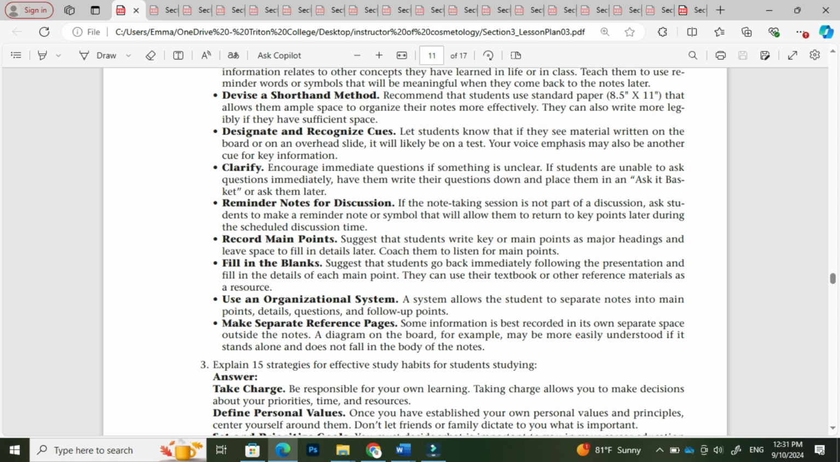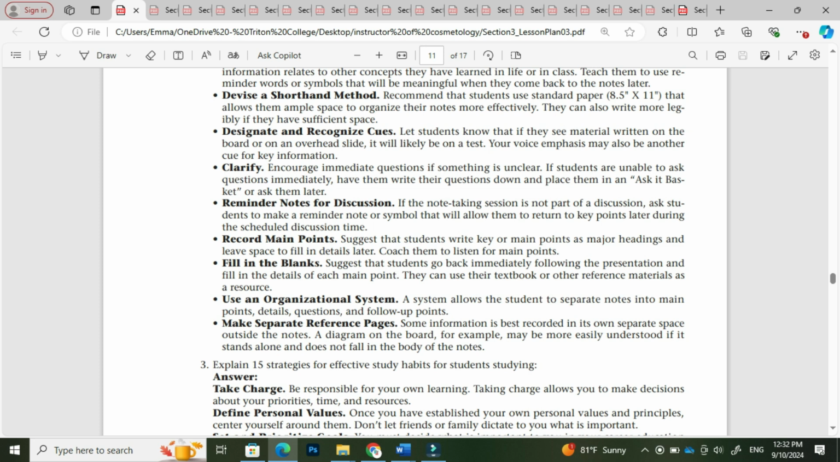Record main points. Suggest that students write the key or main points of major headings and have a space to fill in detail later. Coach them to listen for the main points. Fill in the blanks. Suggest that students go back immediately following the presentation and fill in the detail of each main point. They can use their textbook or other reference materials as the resource.